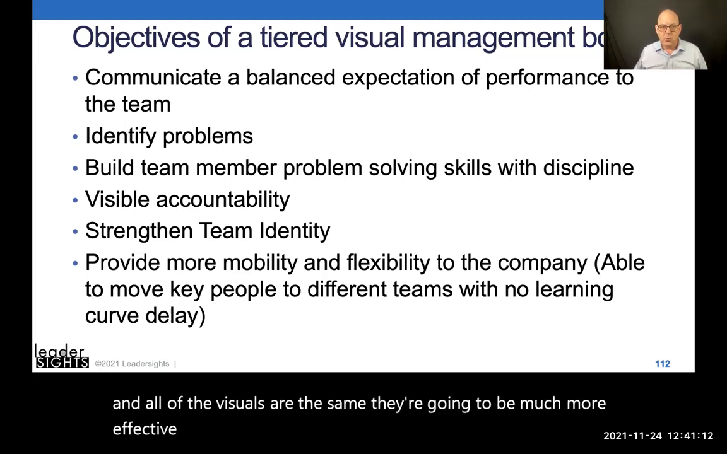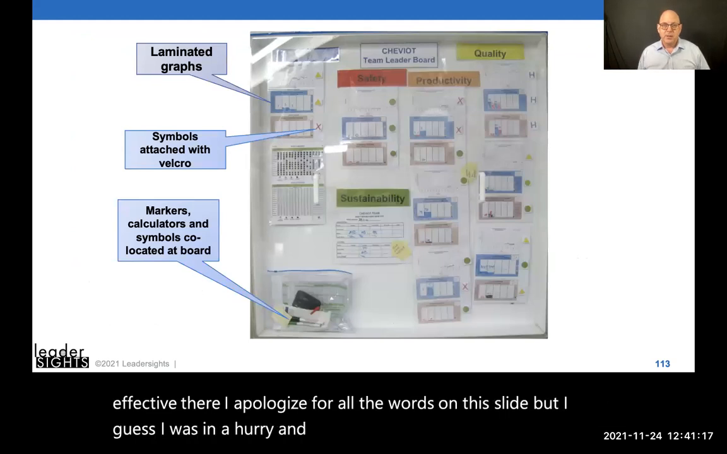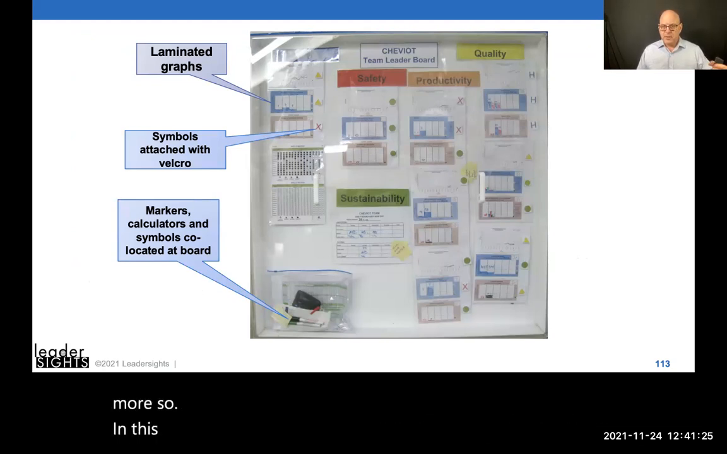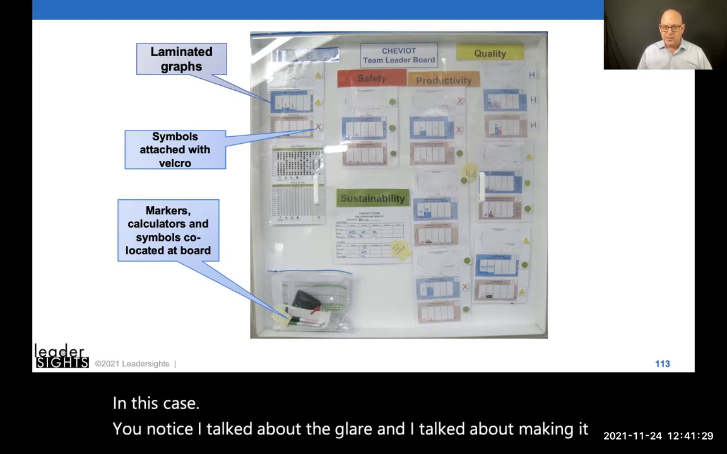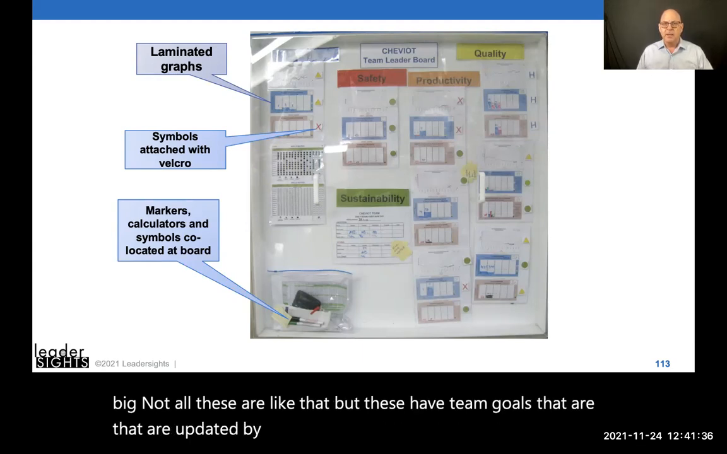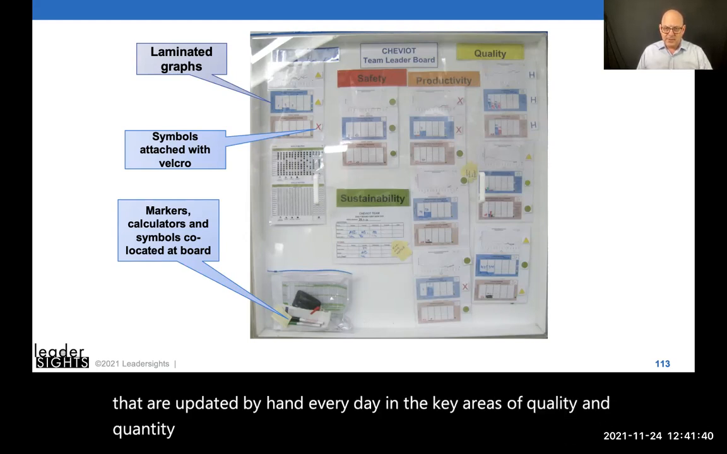I apologize for all the words on this slide, but I guess I was in a hurry and skipped over it. So here's an example of a team information board, and we'll break these out a little bit more. So in this case, you notice I talked about the glare and I talked about making it big. Not all these are like that, but these have team goals that are updated by hand every day in the key areas of quality and quantity and safety, and this time they have sustainability as their environmental goal.